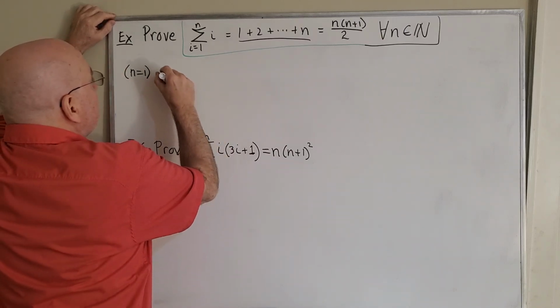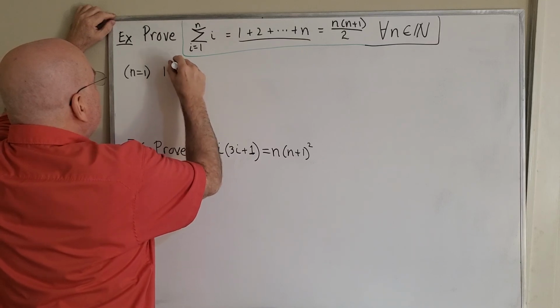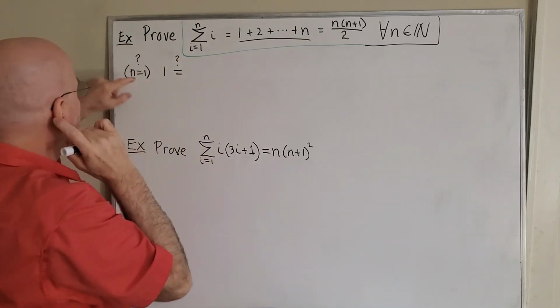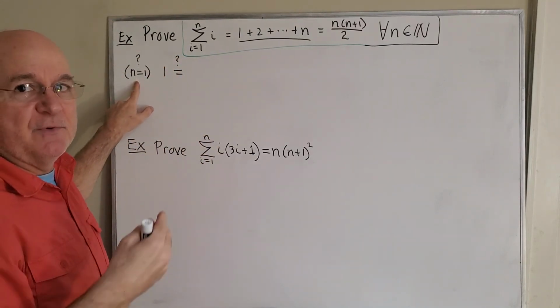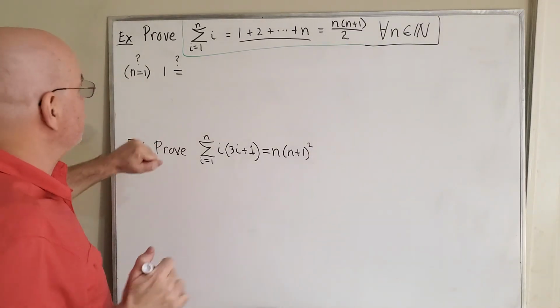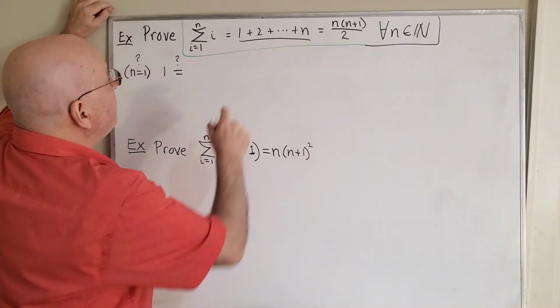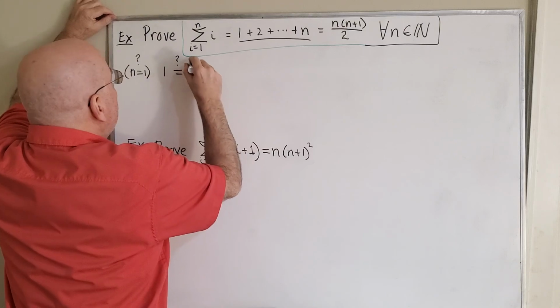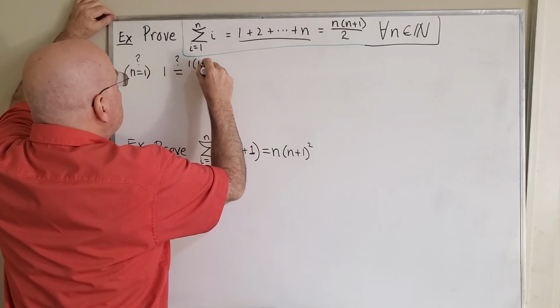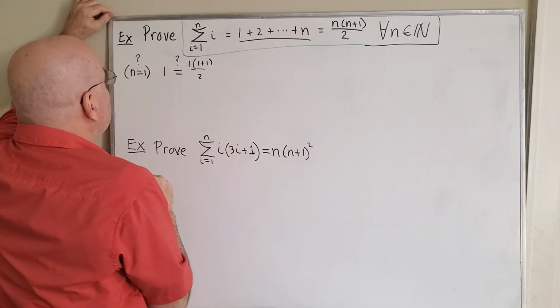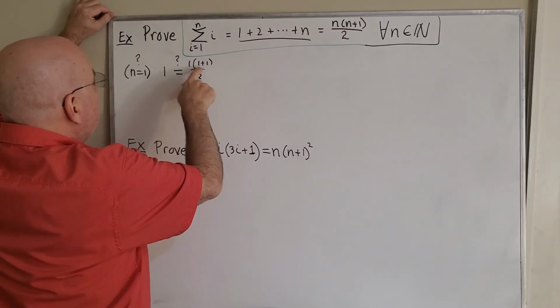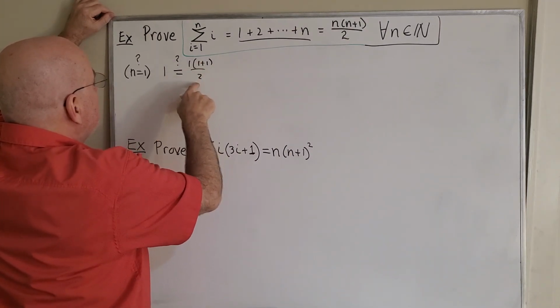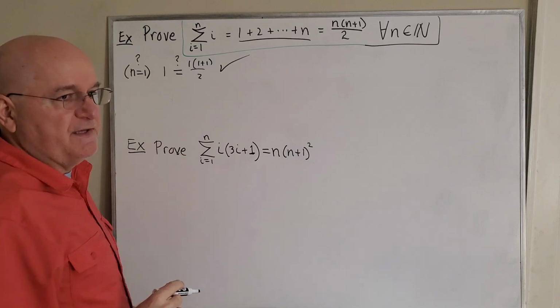So 1 equals, and I'm going to put a question mark. Sometimes I'll put a question mark on here, acting like we know it. We don't know it's true. We're going to prove it's true. 1 equals, and the right-hand side would be 1 times 1 plus 1 over 2, and that number here is 1 times 2, 2 over 2. It works. 1 is equal to 1.